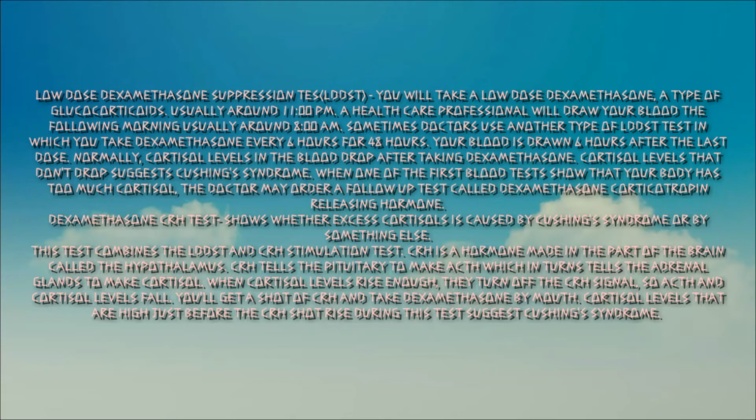CRH is a hormone made in the part of the brain called the hypothalamus. CRH tells the pituitary to make ACTH, which in turn tells the adrenal glands to make cortisol. When cortisol level rises enough, it turns off the CRH signal, so ACTH and cortisol levels fall. You'll get a shot of CRH and take dexamethasone by mouth. Cortisol levels that are high just before the CRH shot and rise during this test suggest Cushing syndrome.